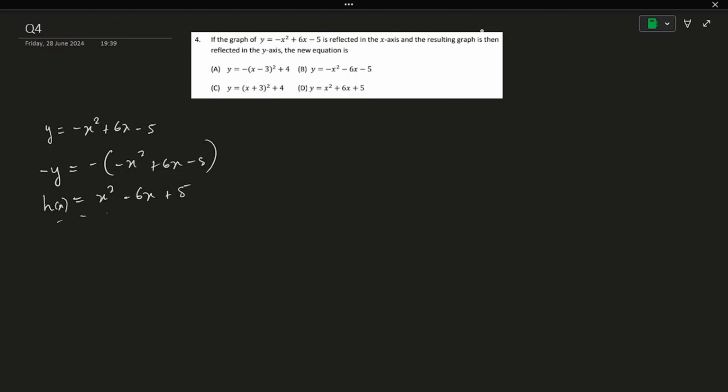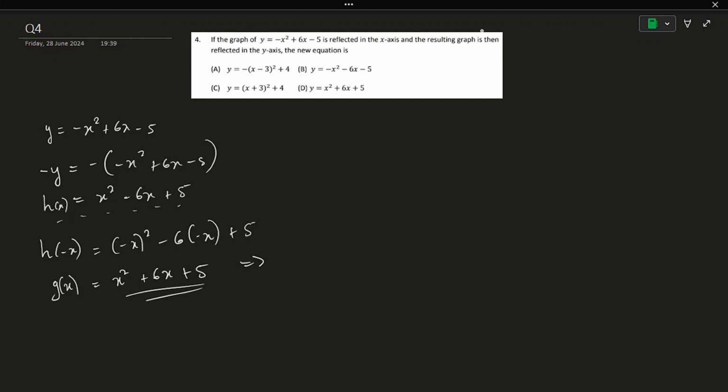And then they say this resulting graph is then reflected in the y-axis. To reflect about the y-axis, we put a negative on x. In other words, we're going to look for h of negative x. In this case, we're going to have negative x squared minus 6 times negative x plus 5. Let's call this g of x, the new equation. We are going to get x squared plus 6x plus 5. Now let's see, we have D right there, which is our answer.